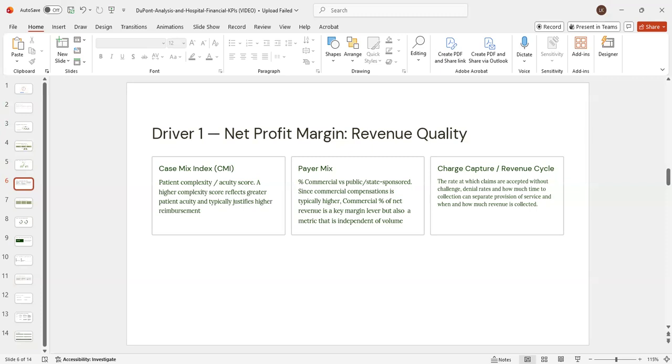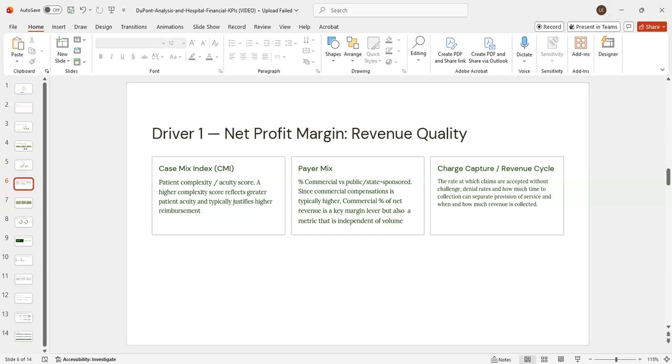But the reality is that you may have a mission, or you may be located in a geography where you may not have the luxury of being able to pick and choose what kind of patients you treat. But no matter what, it is an important metric to track, because you know that the higher the proportion of state-sponsored or publicly sponsored patients, for every unit of service, the less revenue you are likely to generate.